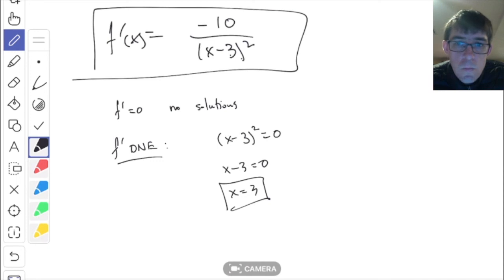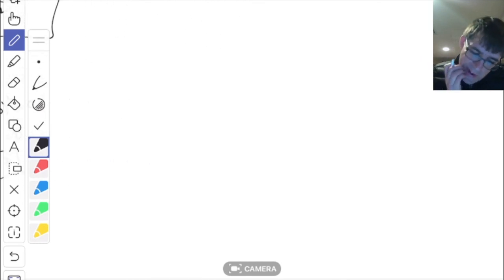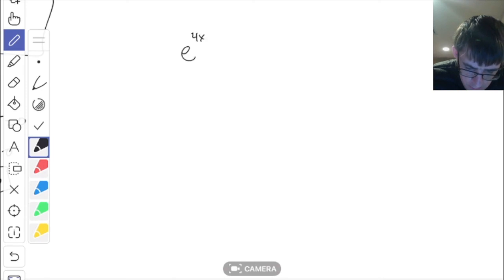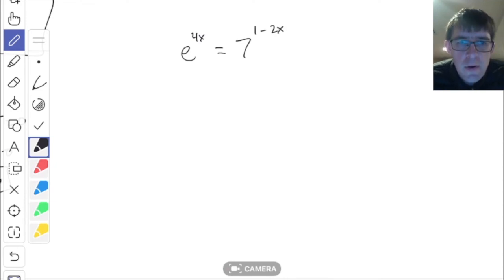How would you do the log and exponentials, like when it says solve for x in e to the 4x equals 7 to the 1 minus 2x? Sure. Here, I'll make up another one like that. How about, this will be even harder. Can you imagine? It's not really harder. It's more or less the same.